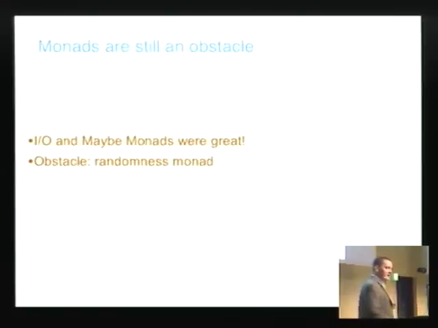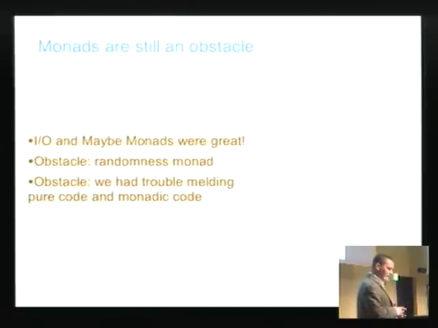I mentioned the randomness monad. We was strict, but we really needed it. Without using that, we were trying to pass along a list of random numbers. We ended up reusing random numbers and getting a really terrible stochastic search. And we had trouble melding pure code and monadic code. We had this beautiful pure code, and when we realized we needed to use a monad, figuring out how to introduce the randomness monad was not easy.